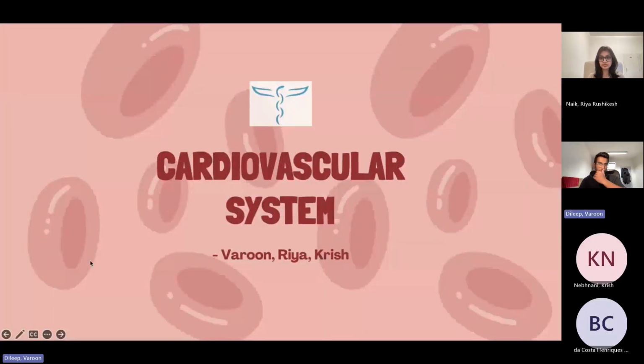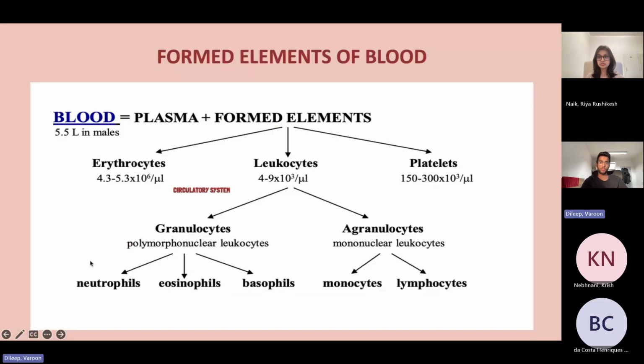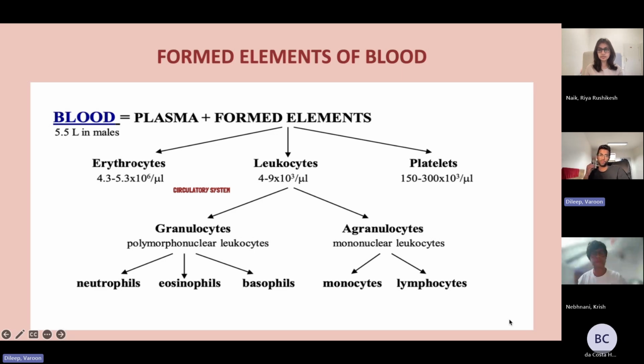All right, guys, so we'll just begin with the simple description of blood. As you know, blood is made up of two components: plasma and the formed elements. These formed elements are divided into different categories: erythrocytes, leukocytes, platelets. Leukocytes are divided into two further categories: granulocytes and agranulocytes. Granulocytes include neutrophils, eosinophils, basophils, and agranulocytes include monocytes and lymphocytes.